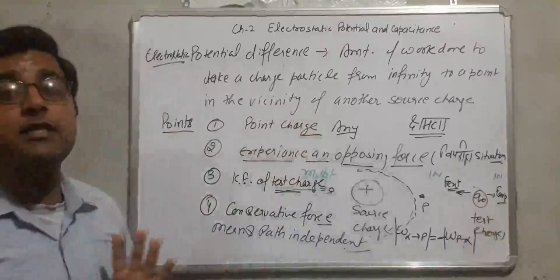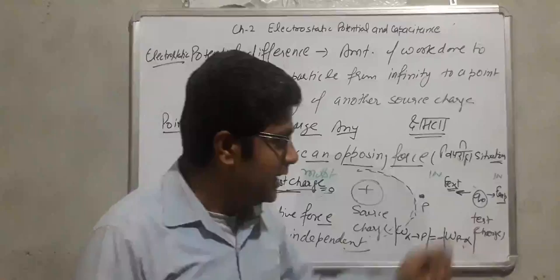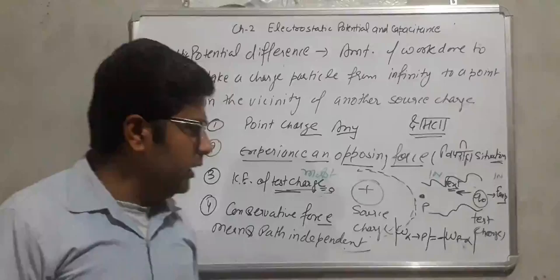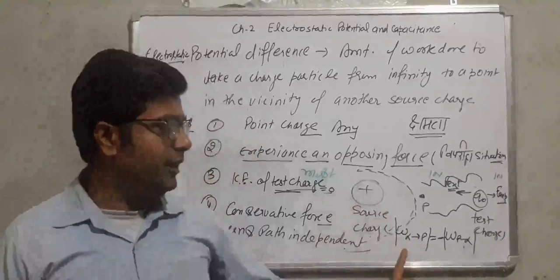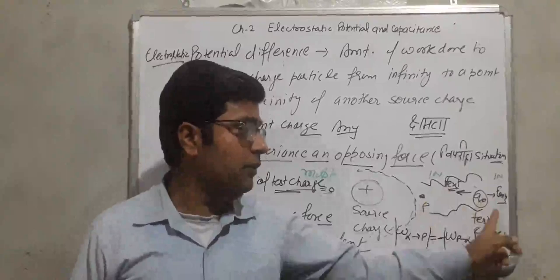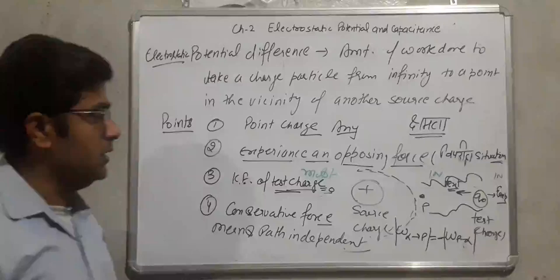Next, this is a conservative force. Conservative force means it is path independent. Whether the charged particle follows this path or any other path, it's path independent. We just go with the shortest path. Because of this conservative force, the work done is equal and opposite from infinity to P or P to infinity. Either we take the charged particle from P to infinity or infinity to P, both are equal in magnitude and opposite in direction. Just note it down, take a screenshot, then we move to the next.